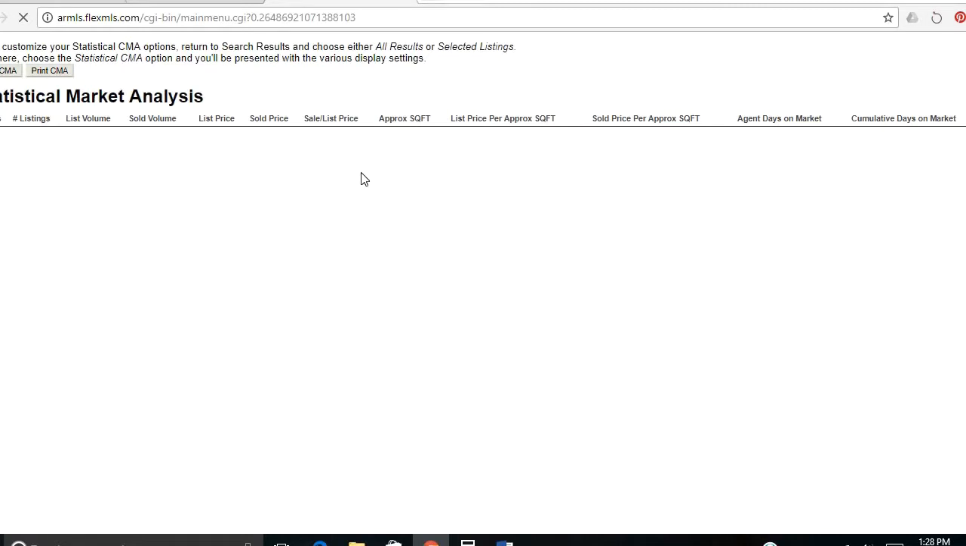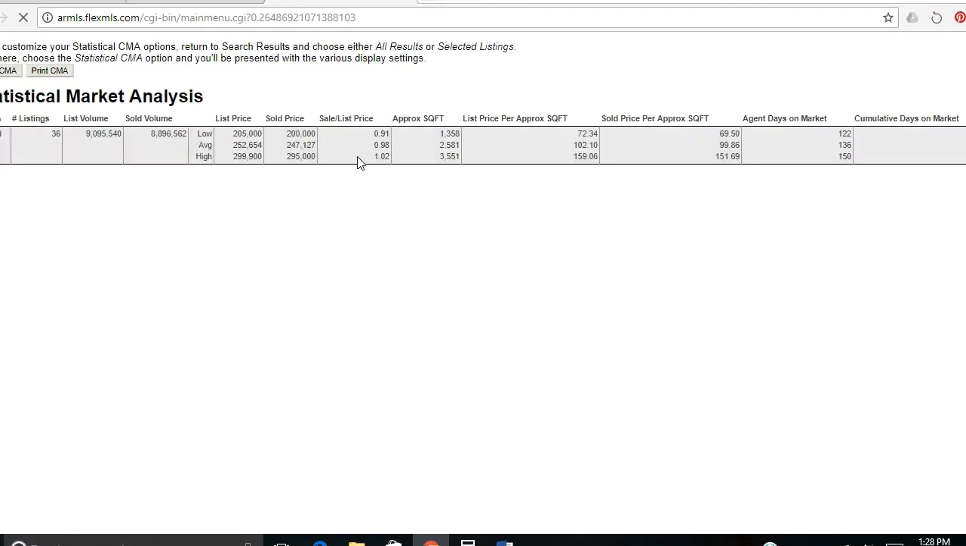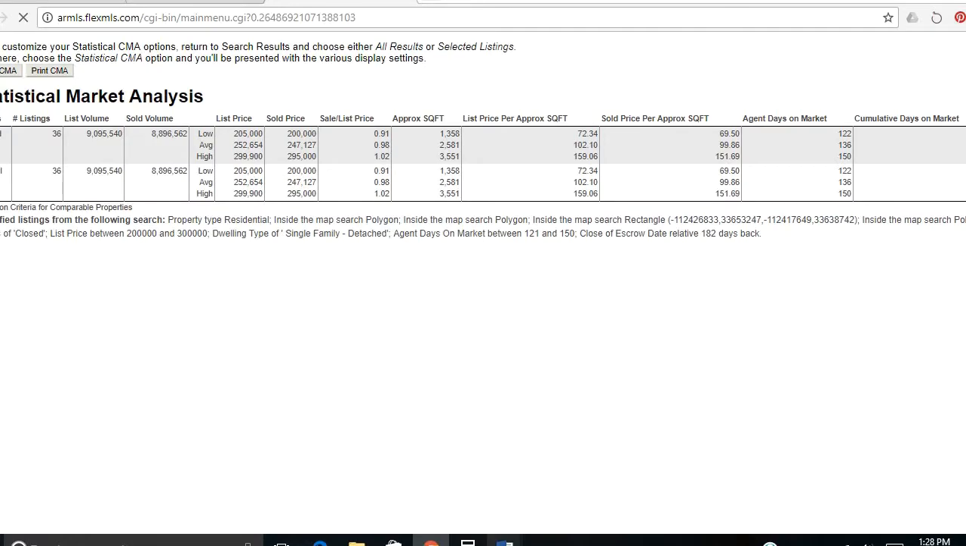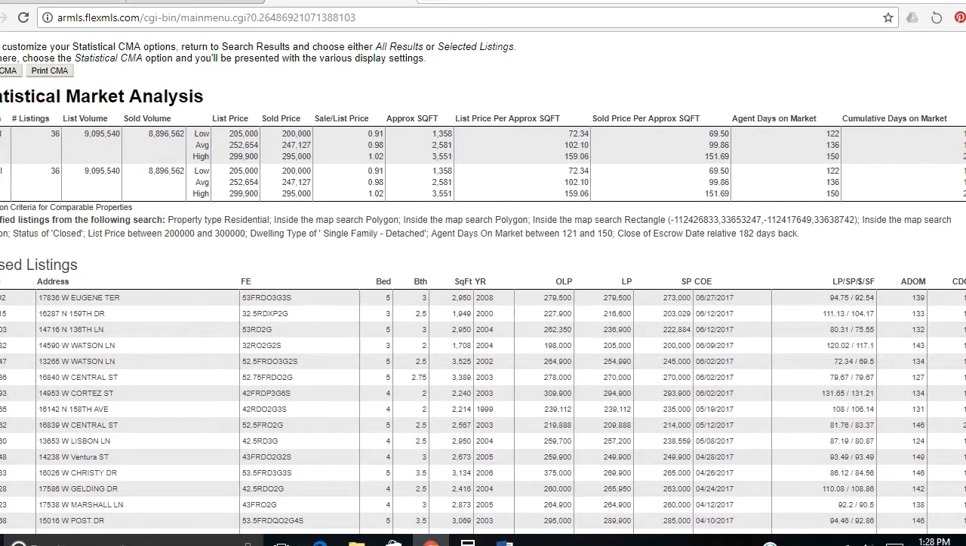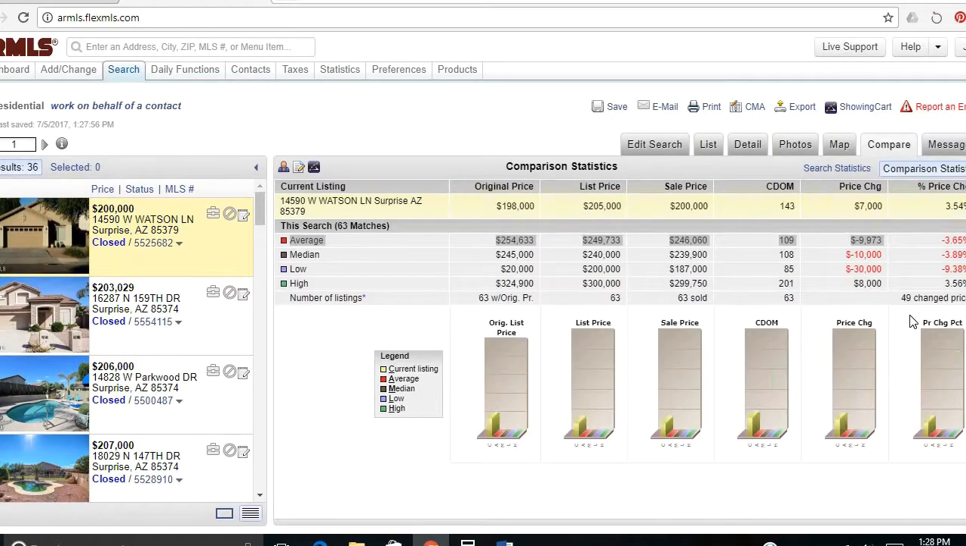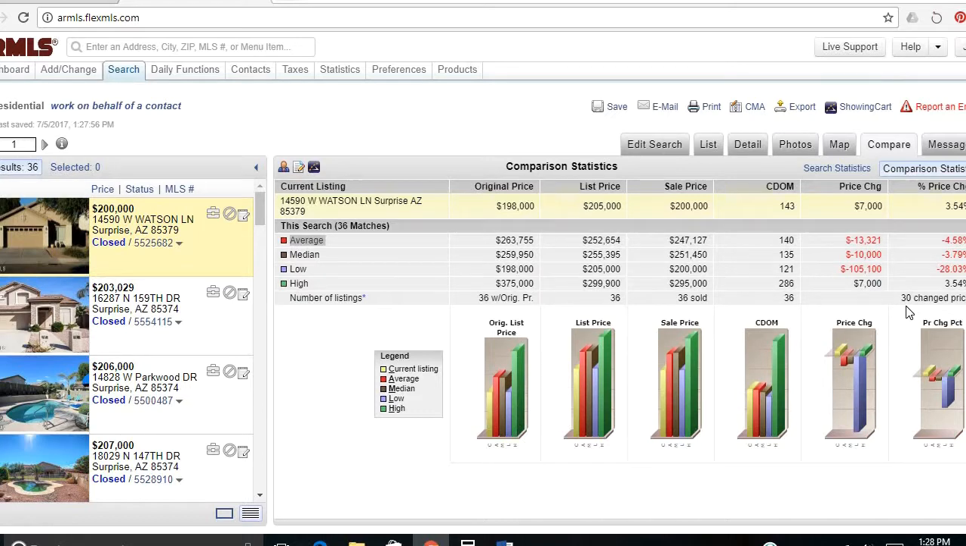Average list price to sales price is 98%, staying pretty high. So, do you think it's staying pretty high because it is a seller's market? If it had been a buyer's market, it would have dropped like 10%.